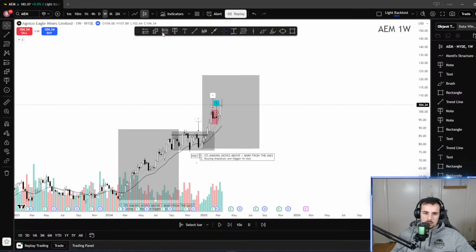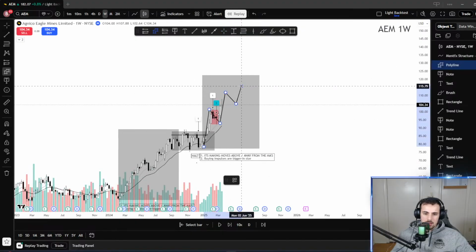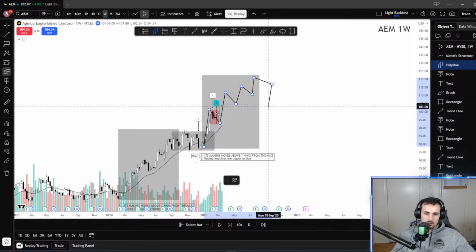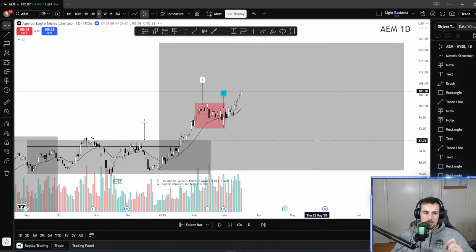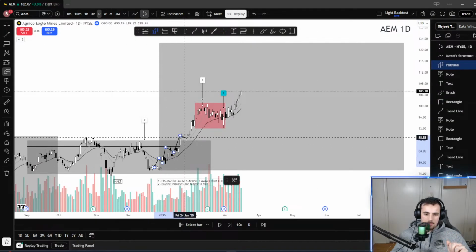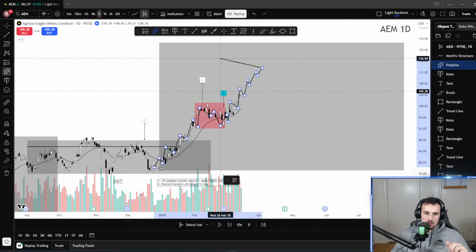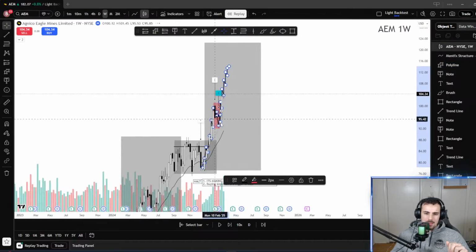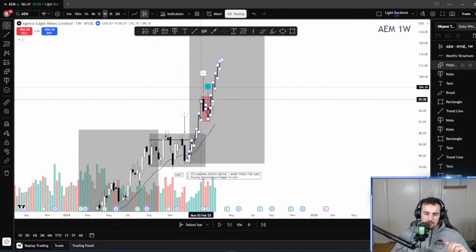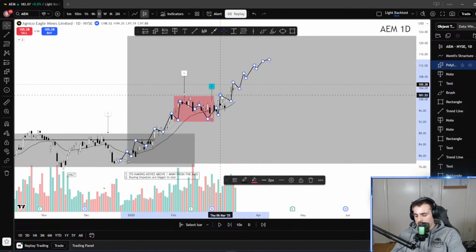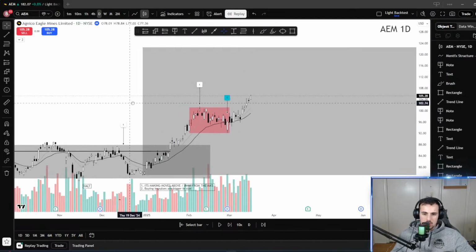because the weekly, if the weekly wants to do something like this, the daily has to do the exact same trending model. So the daily will have to do something like this to be able to carry out that weekly leg. So the daily has to do something like that for the weekly to put in that higher high. And the daily at the current moment is doing just that.